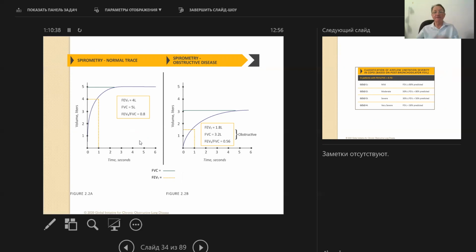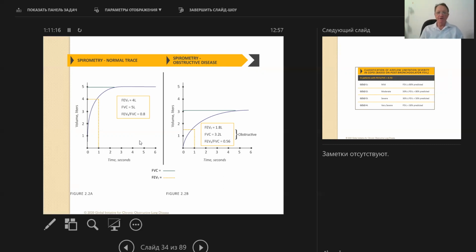Here, it's obstruction, a diminished ratio. It's the distinction between obstructive disorder and restrictive disorder. In case of COPD, obstructive disorder is more significant than restrictive disorder. By the way, in case of interstitial lung disease, which we talked about, restrictive disorders are preferable. This ratio is increased, but in case of COPD, this ratio is decreased.